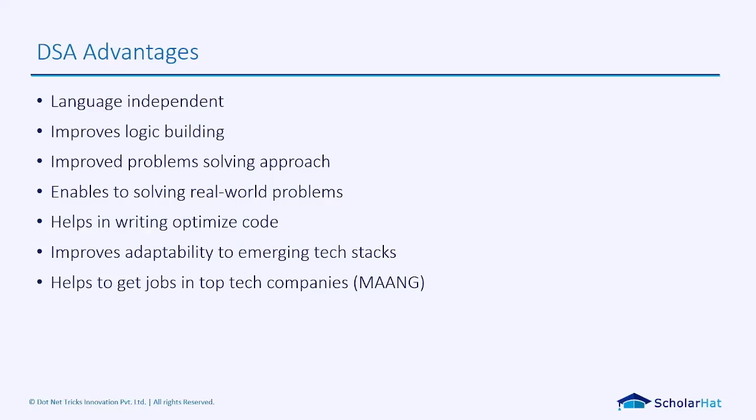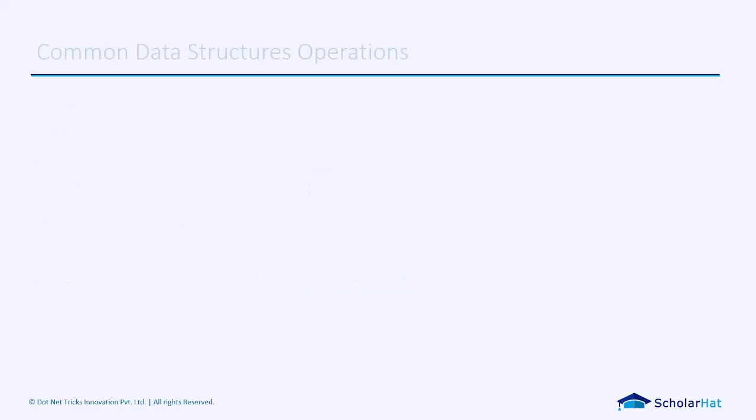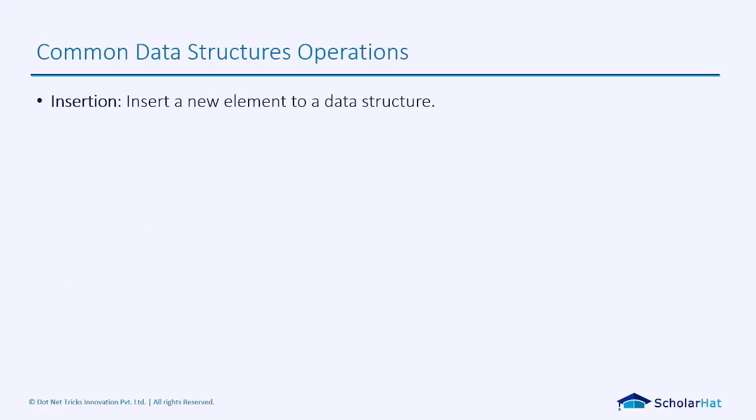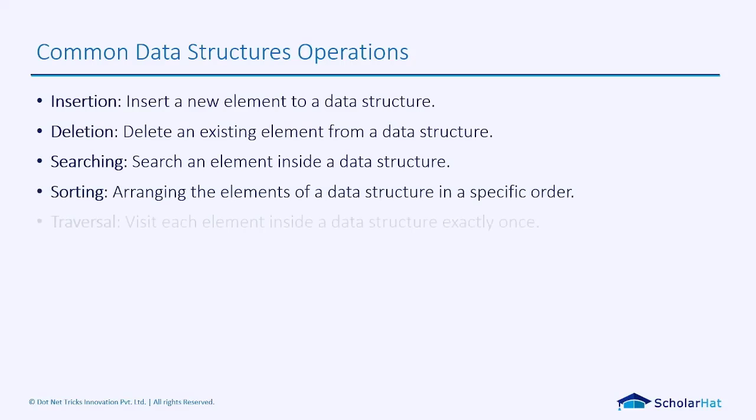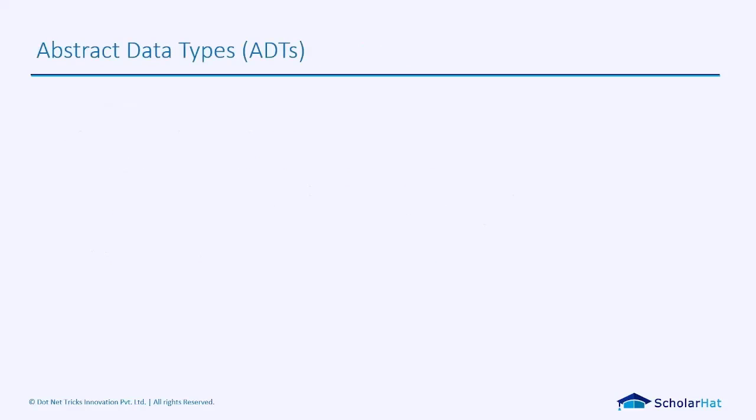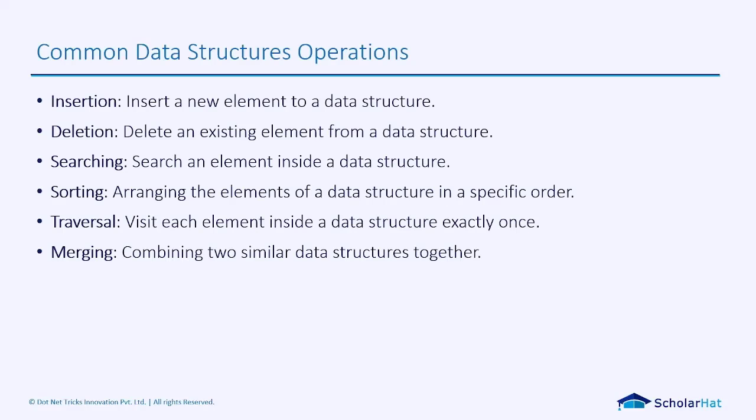For example, Google Maps uses graphs, and Spotify uses linked lists or some kind of data structures, because of which they are able to process data very fast. Next, we're going to learn about common data operations. When we learn data structures and algorithms, what are the operations? We're going to learn about insertion, deletion, searching, sorting, traversals, and merging. We'll talk about each one by one.